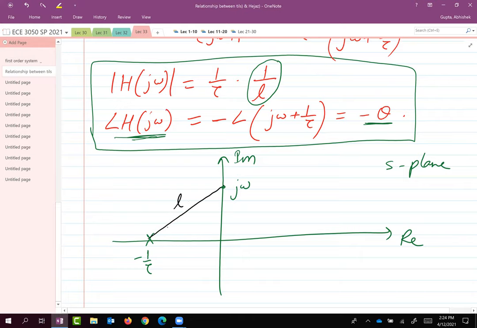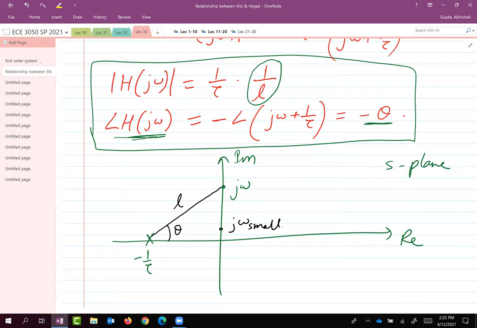This is L, this is theta. So when j omega is small, what's the value of theta when omega is small? It approaches zero as it gets smaller. So theta is almost zero as omega becomes smaller and smaller.